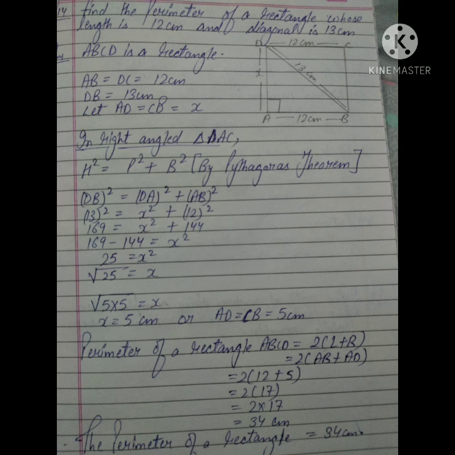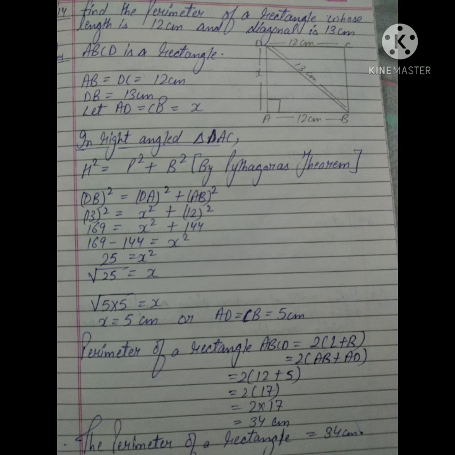Remove the square, it will become the square root on the other side. So the square root of 25 is equal to X. In place of 25, you can write 5 into 5. Right? The square root of 5 into 5 is equal to X. So X is equal to 5 centimeter, or we can say AD is equal to CB is equal to 5 centimeter, right? Now we have the length and the breadth. Length is given to you and we have found the breadth. So it will become easy for us to find the perimeter.